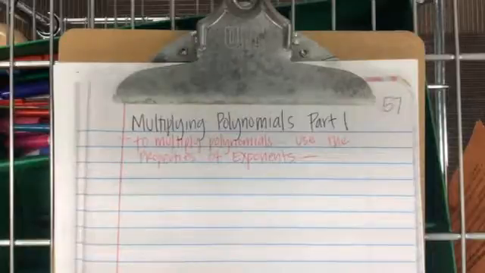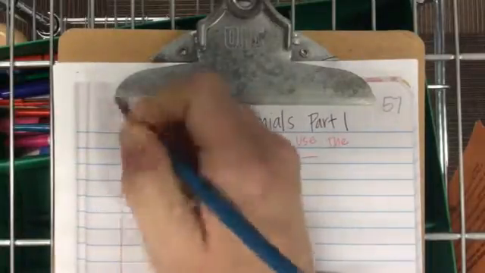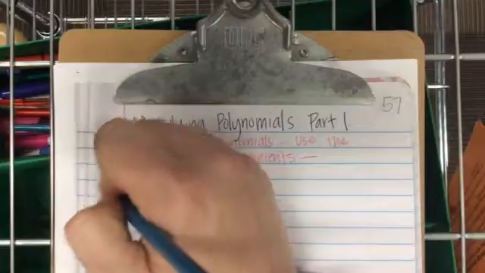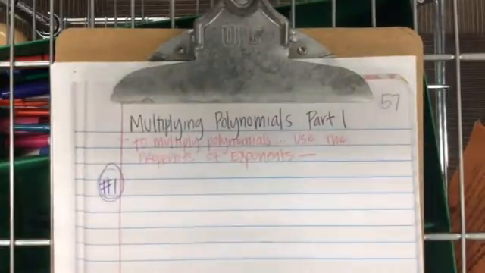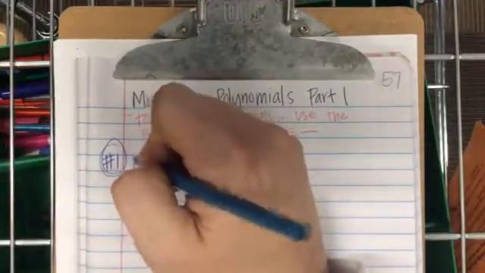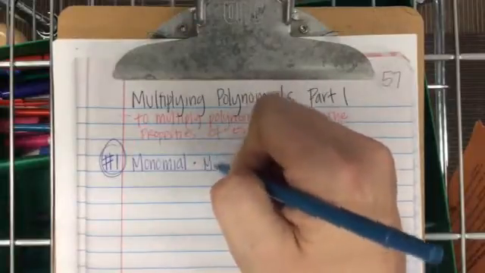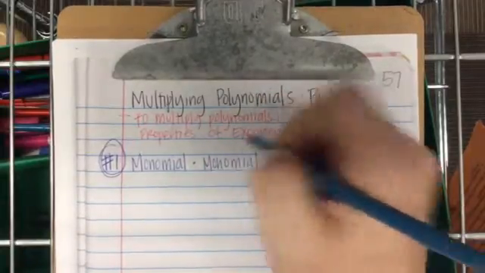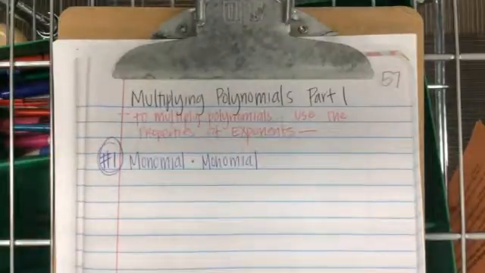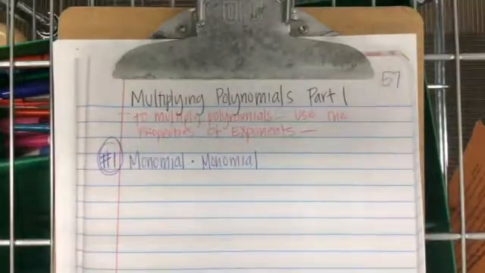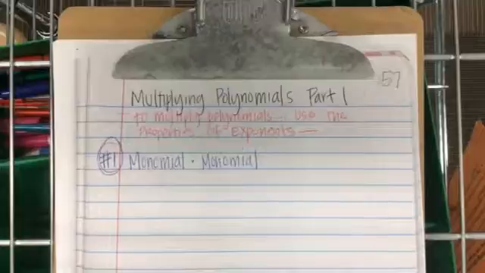So, in a way, the first type of multiplying polynomials, you've already done. It was a pre-algebra concept. So the first way, let's call it number one. Problem set number one is a monomial times a monomial. What is a monomial? One term, right? So one thing times one thing. One term times one term.